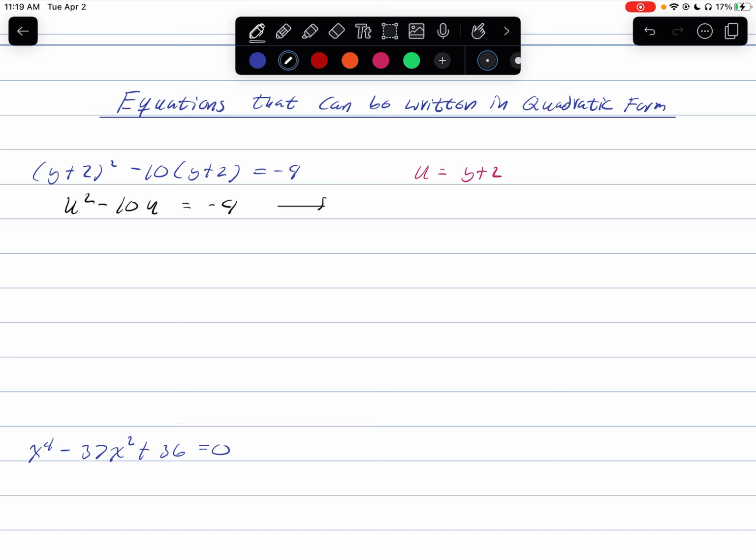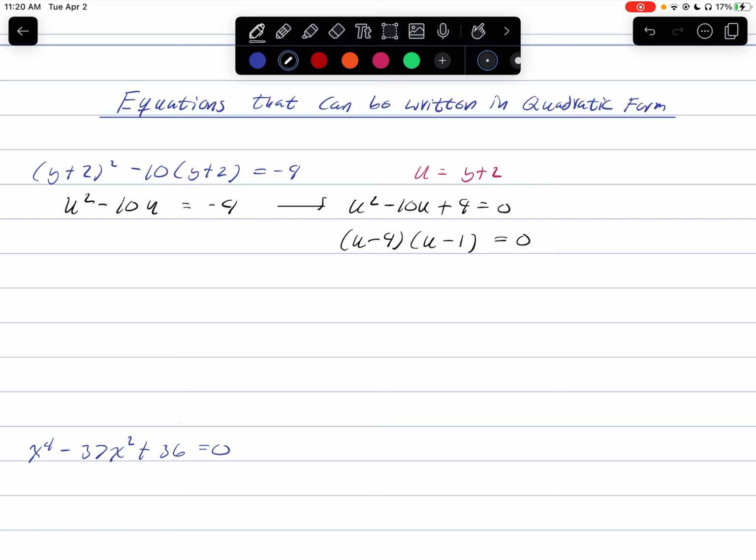So if we set it equal to 0, we're going to have u squared minus 10u plus 9 is equal to 0. And now we're going to see if we can solve this quadratic equation, right? So u squared minus 10u plus 9 equals 0. We want to find two numbers that multiply together to give us 9 and add together to give us negative 10. So here I'm thinking negative 9 and negative 1. Okay, so because negative 9 times negative 1 gives us positive 9, negative 9 plus negative 1 gives us negative 10. So we have (u minus 9) times (u minus 1) is equal to 0.